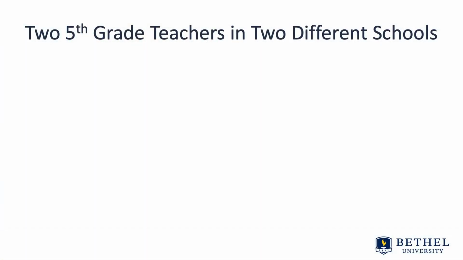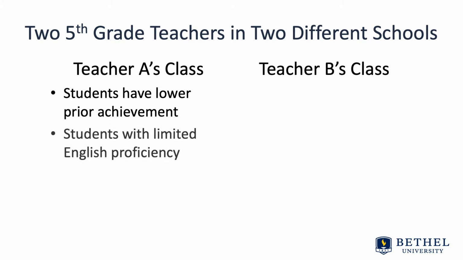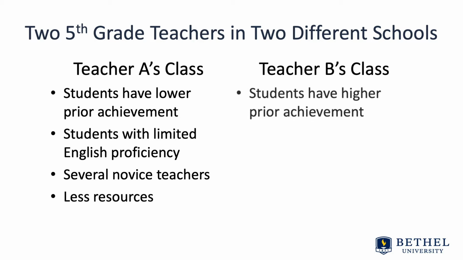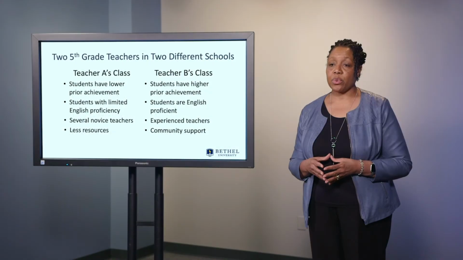Imagine two teachers, A and B, teach fifth graders in two different schools. Teacher A's fifth grade class has lower prior achievement, a greater number of students with limited English proficiency, several novice teachers, and the school and community has less resources. Teacher B's fifth grade class has higher prior achievement, more students are English proficient, most teachers have master's degrees and additional instructional certifications. The community has supported the past two referenda with 81% approval.